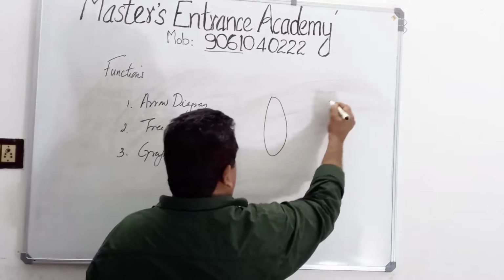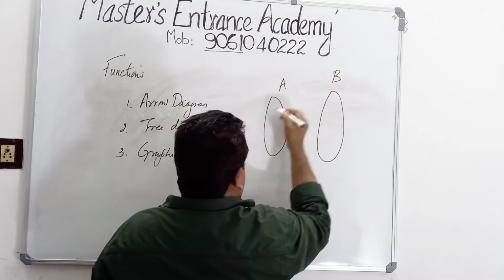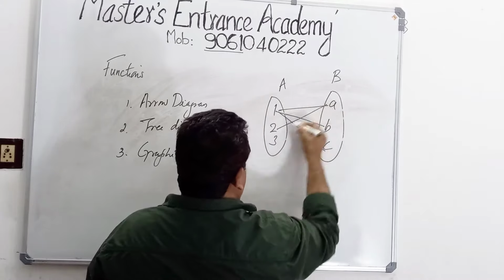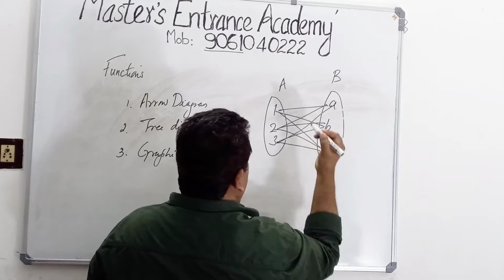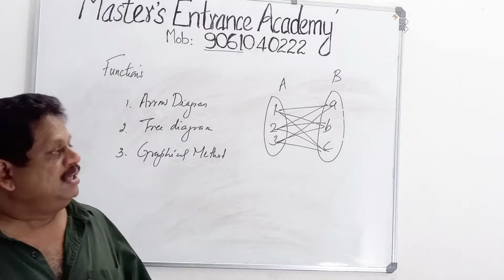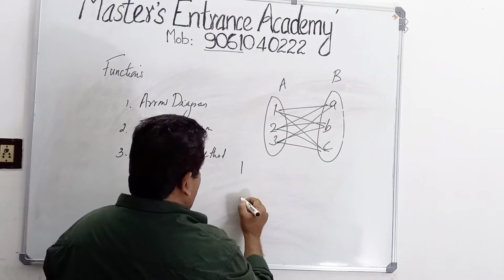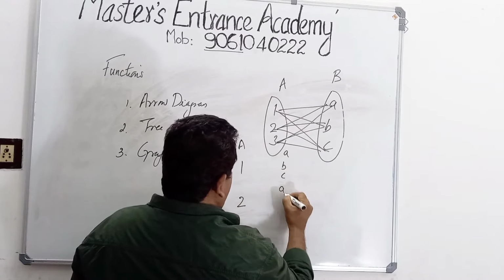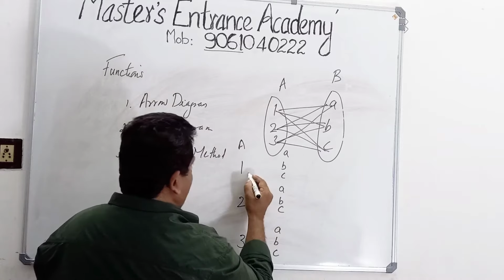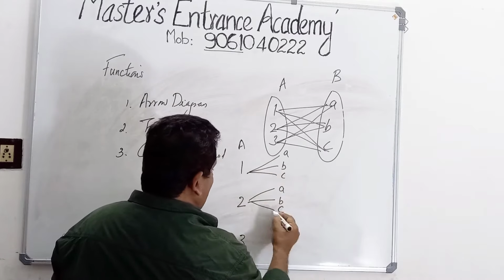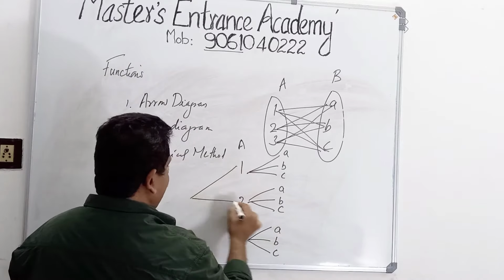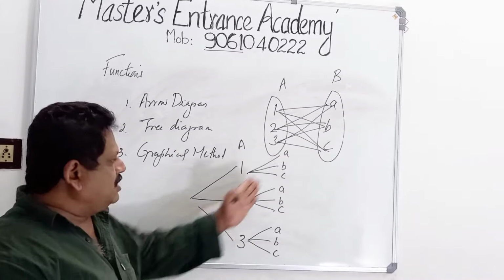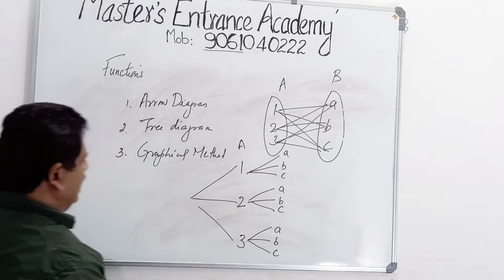diagram the teachers have taught you, that is, you take A, you take B: 1, 2, 3 and A, B, C. We have just drawn the diagram and here comes the arrow diagram. That's true. And then what is the tree diagram? I write 1, 2, 3. This is A. Then B, A, B, C, A, B, C, A, B, C. Now see what has been done. This is what we call the tree diagram. It looks like the branches of a tree.